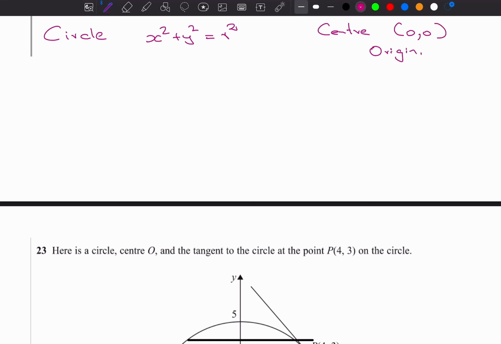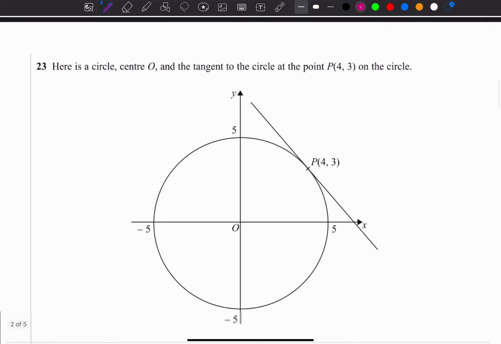Okay, the center is going to be that, and your radius, for example, let's say x squared plus y squared is 16. What's your radius? Radius is the square root of 16, which is just 4. That's how you do the radius, and the center is always 0, 0. Now let's start with this question.